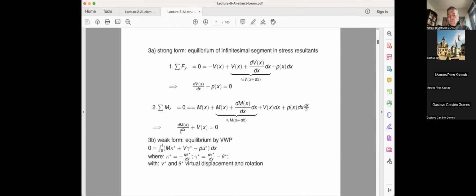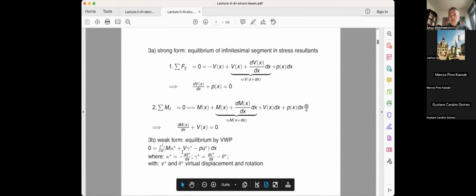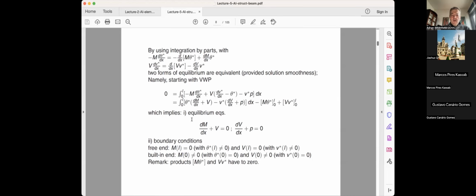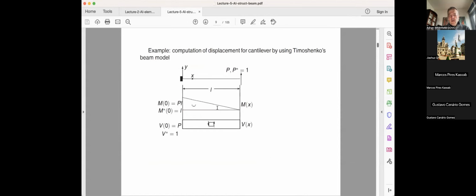I can turn this into the weak form by pairing the moments with the virtual curvature and the shear force with the virtual shear strain. Virtual curvature is obtained as a derivative of the virtual rotation, and virtual shear strain is the derivative of the virtual transverse displacement minus the virtual rotation. So basically, from this I can obtain my equilibrium equation, but typically that's the one I'm using for my finite element interpolation. So I see that the Timoshenko beam model in the weak form only keeps the first derivative. It's kind of handy when I'm doing this computation.